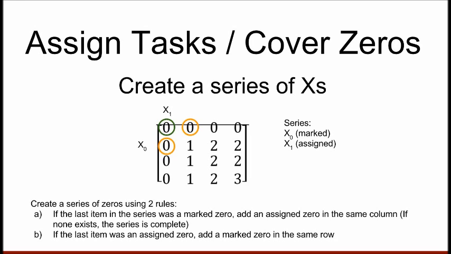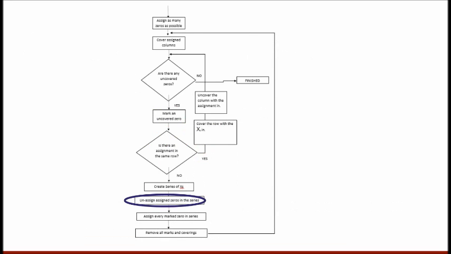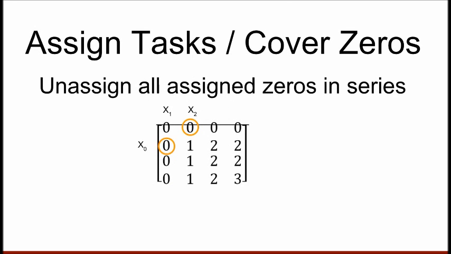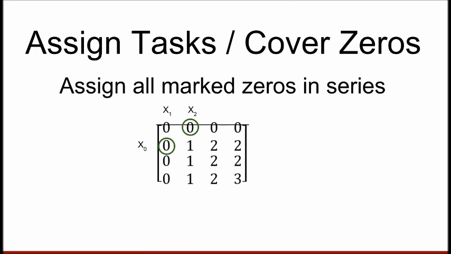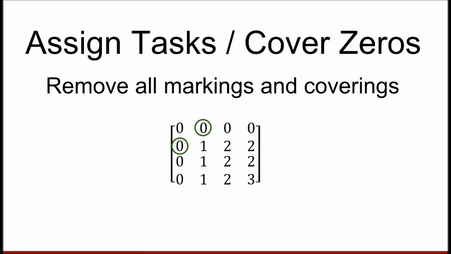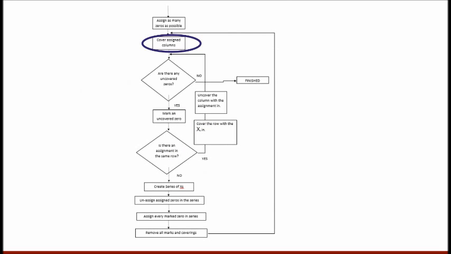If the last item was an assigned 0, which it is now, you add a marked 0 in the same row. One will always exist in this case, and it's right here, x2. Then, because the last item is a marked 0, we go back and apply the first rule again. We look for an assigned 0 in the same column, but none exists, so we are done. So, we now go through our series and unassign all assigned zeros in the series, and then we go through and assign every marked 0 in the series. And then we remove all markings and coverings, and go back to the second step of this sub-algorithm.